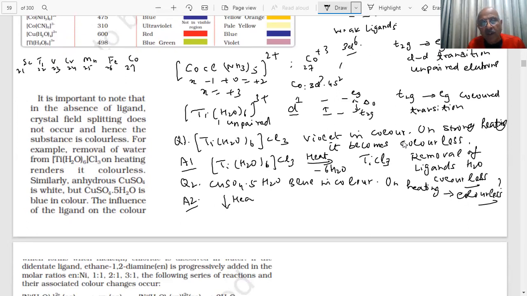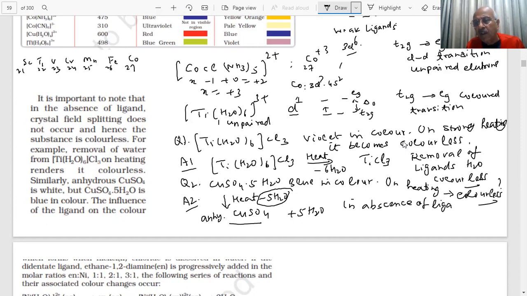On heating, it will lose water, it will lose the ligand water. So it will become CuSO4 anhydrous. Anhydrous means no water, 5 water lost, minus 5H2O. Therefore, in the exam, what we write is: in the absence of ligands, splitting of d orbitals is not possible.